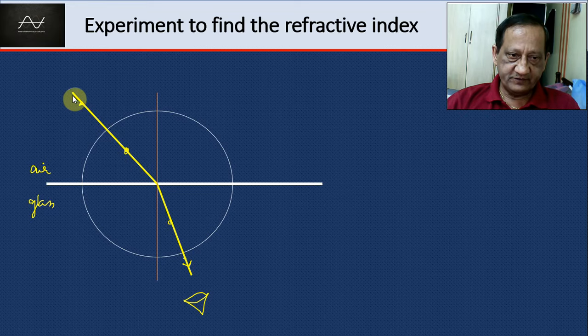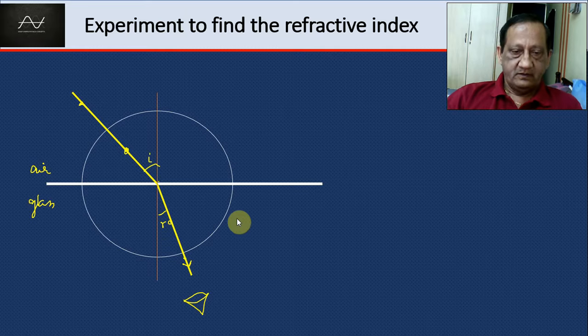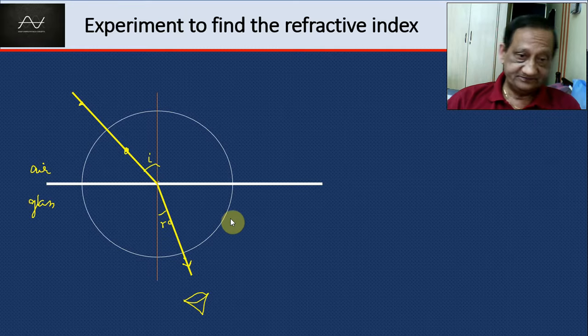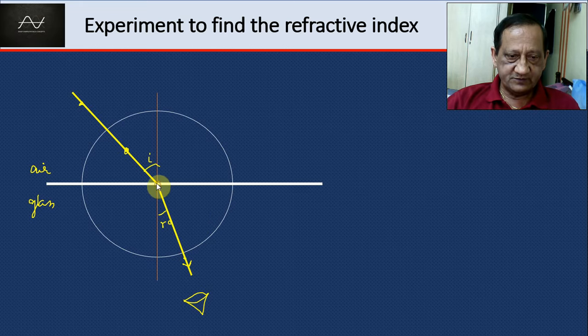the pins. We draw a line with a pencil and another line with a pencil. So this is I, this is R. We don't need to measure this angle with a protractor. What we do is that at this point of incidence, we draw any circle. Then this line and this line that is perpendicular, the radius is R, right?